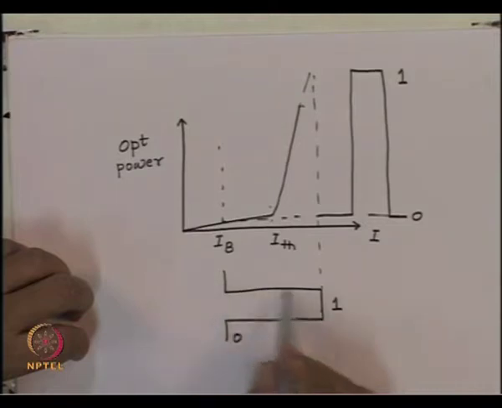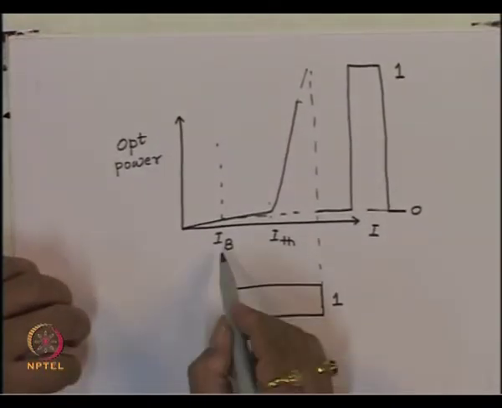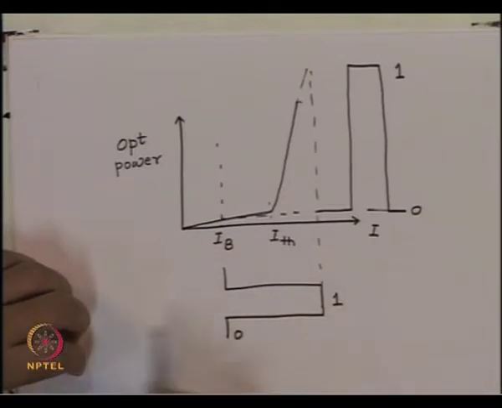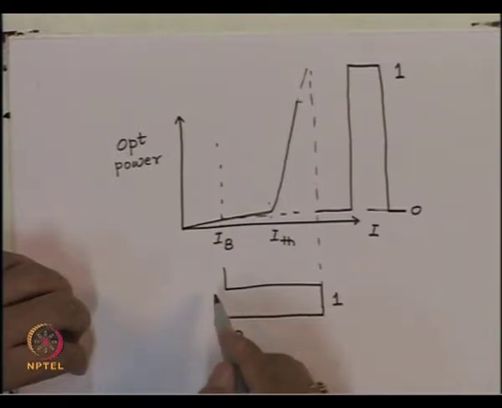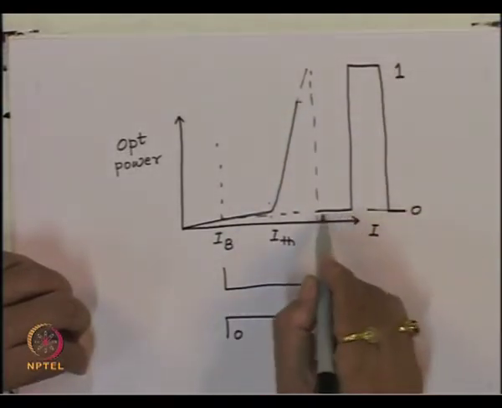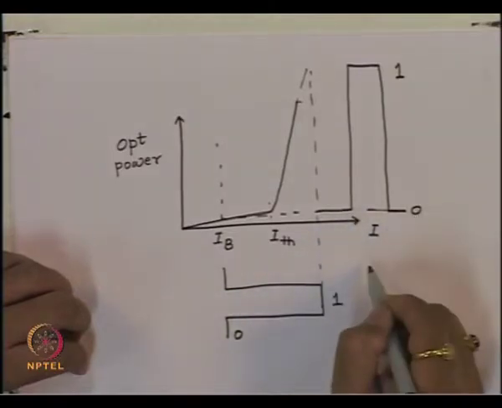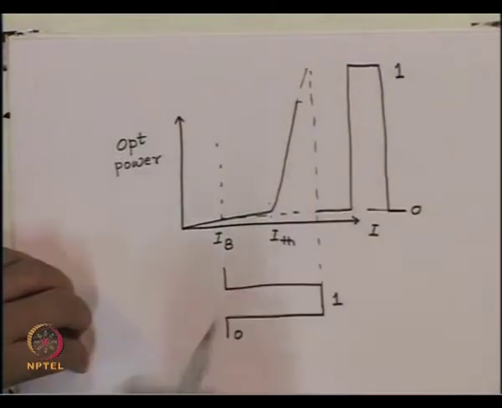So, by supplying this current, which is the digital pulse, where 0 corresponds to this biasing current and 1 corresponds to the current which is higher than the threshold current, we will get an optical pulse for which you will have a certain optical power corresponding to 0 level and some optical power, high power corresponding to 1 level.